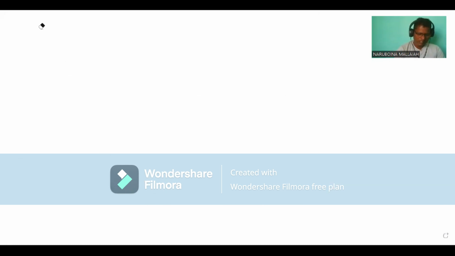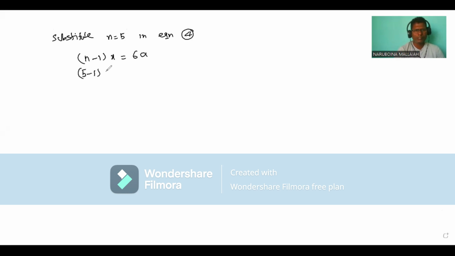After that, now substitute this n value in equation 4. Substitute n is equal to 5 in equation 4. Equation 4 is n minus 1 into x is equal to 6a. So in the place of n, I am writing 5 minus 1 into x, that is equal to 6a. 5 minus 1 is 4. 4x is equal to 6a. From this, x is equal to 6 by 4. 2 3s are 6. So x is equal to 3 by 2 a.